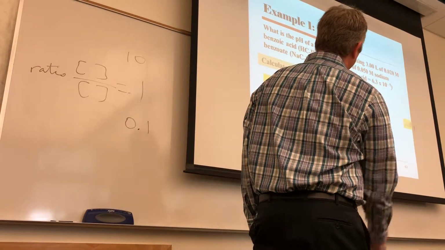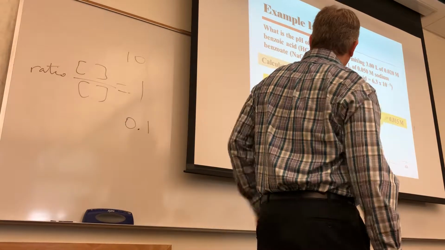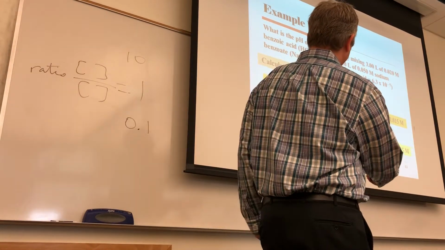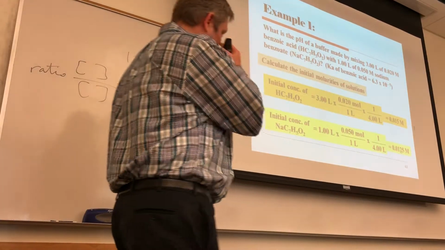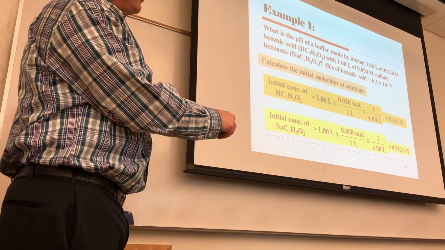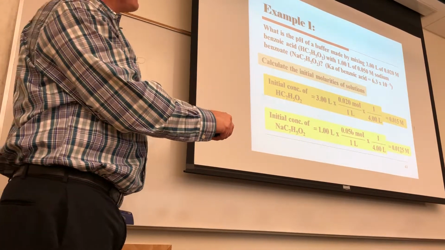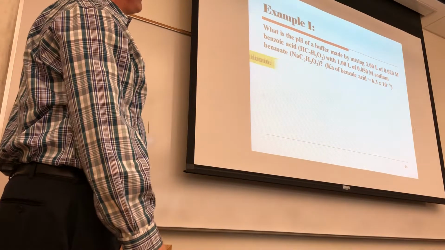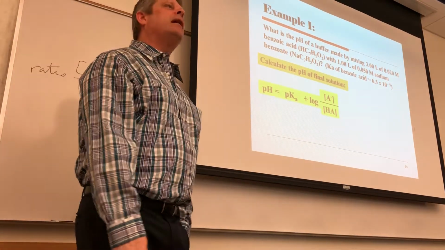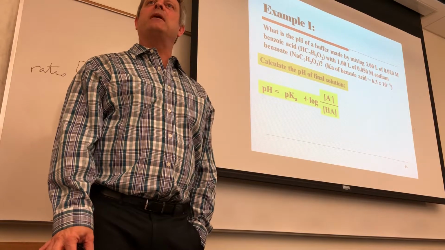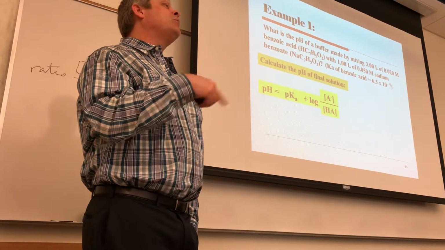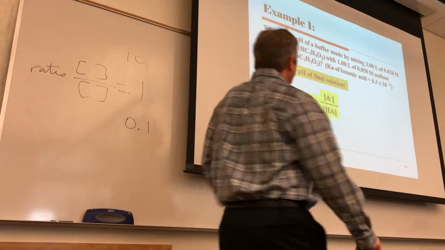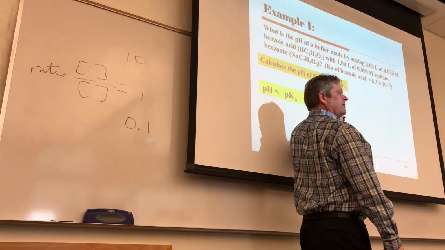3 and 1 is 4. There's my new molarity of the acid. Here's my molarity of the conjugate base. Okay, nobody should have a problem with this, right? Now I just use the Henderson-Hasselbalch. The only thing, if I'm on an exam and I'm looking at the Henderson-Hasselbalch, the only thing I may want to double check is this is the base, this is the acid.